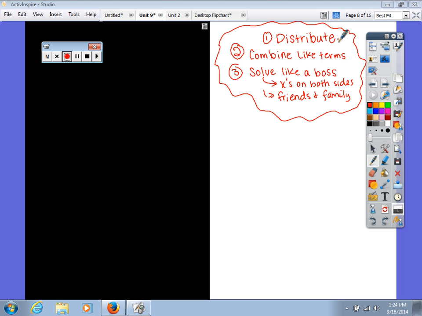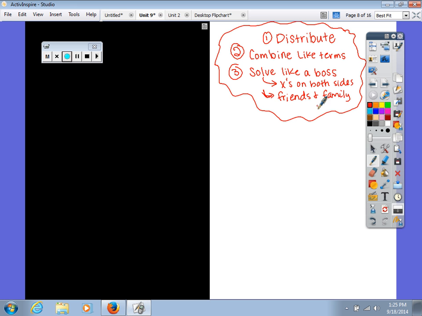Our first step is to distribute, which we have a lot of practice with this past week. The second step is to combine like terms, and that's new. And then our third step, we said we solve like a boss, all right? Which just means that we're solving it, showing everybody we know what's up with the equation. Basically, whenever we get from combine like terms, that's going to lead us to either have x's on both sides or our friends and family, what we call. Now, if we do have x's on both sides, then we're going to go ahead and get it to friends and family.